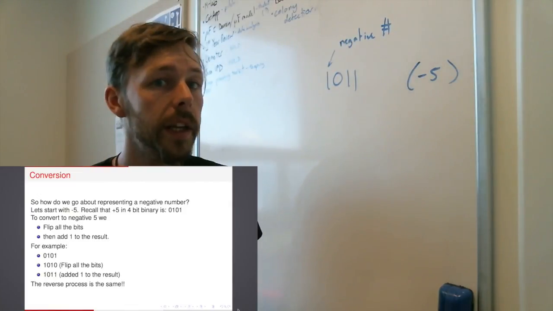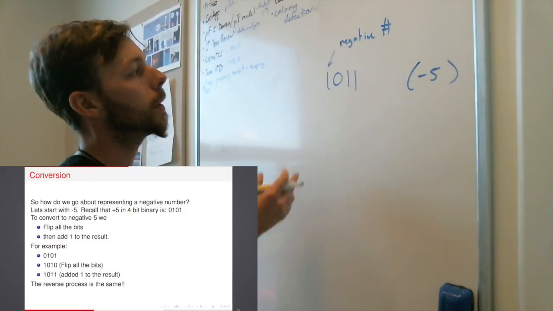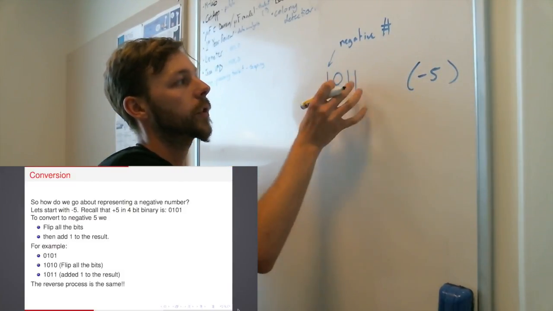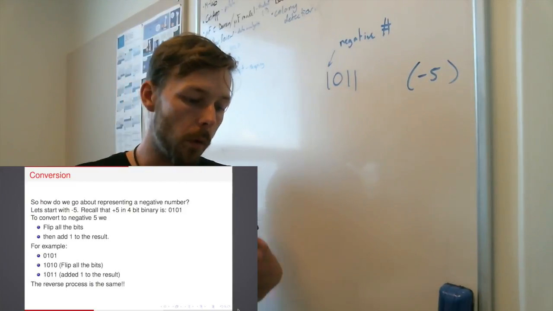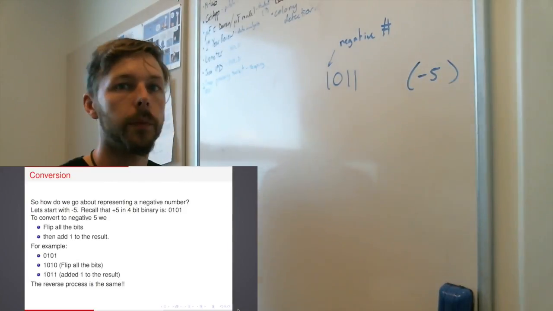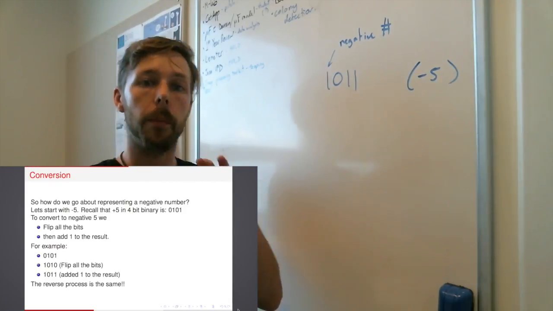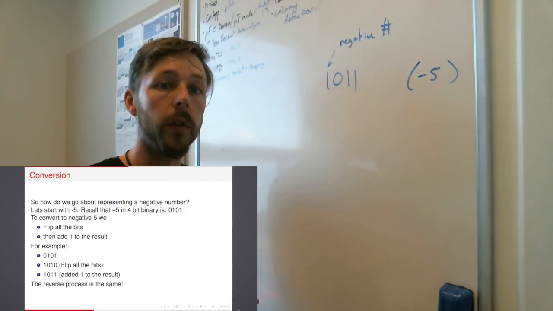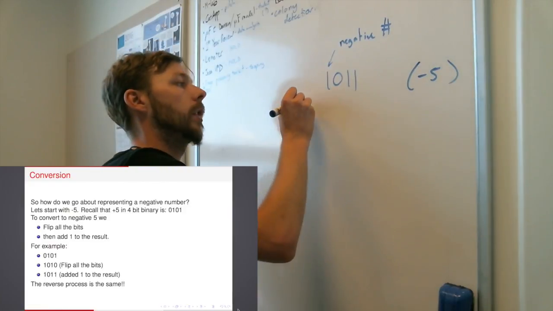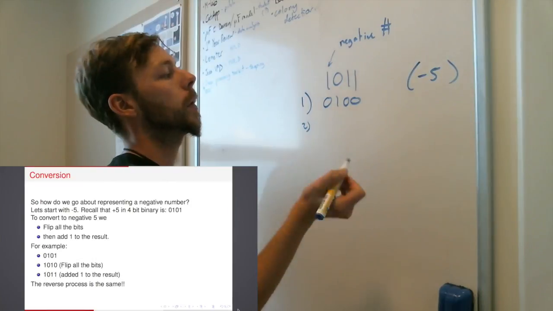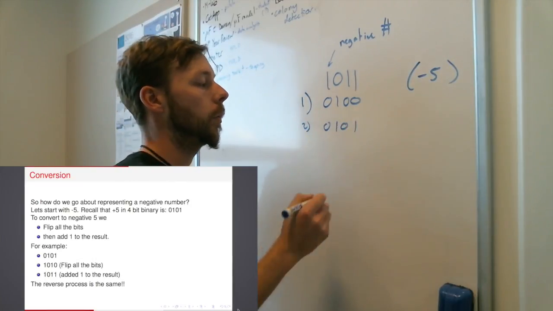But I don't know what negative number it is, because remember, with 2's complement notation, these last 3 digits here don't just convert into normal unsigned binary like we've seen so far. So what we do to find out what is the positive number this is equivalent to is we do that 2's complement. First step, flip the bits: 0, 1, 0, 0. Second step, we add 1: 0, 1, 0, 1.